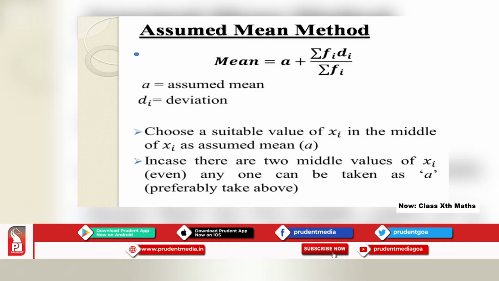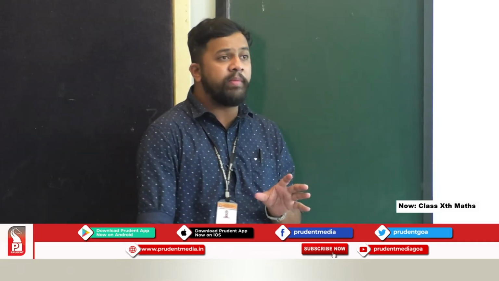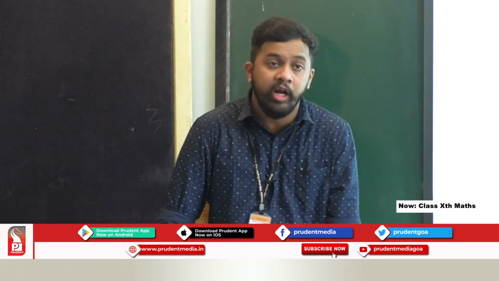Now I will tell you what is meant by that a. I'll just highlight that part for you. If you see in this formula, this is a. So a is nothing but the assumed mean. This assumed mean will be given on the paper. Otherwise, when you find the class mark, that is xi, we have to choose a suitable value of xi as the assumed mean. Suitable value means the middlemost value.